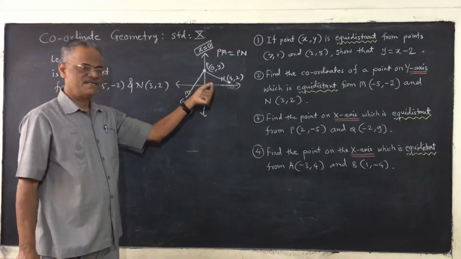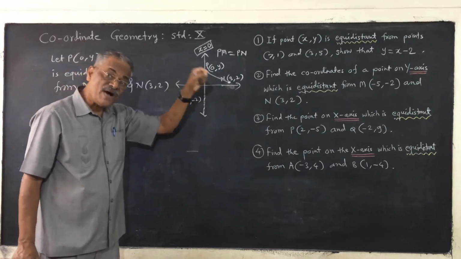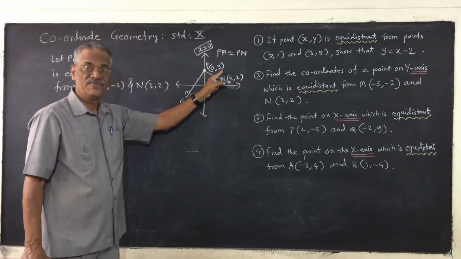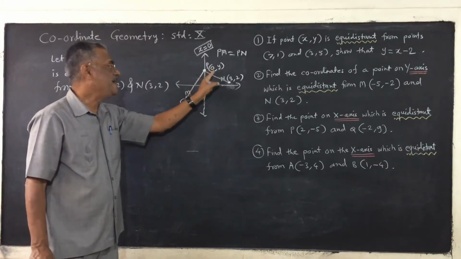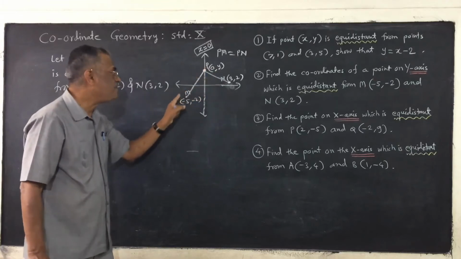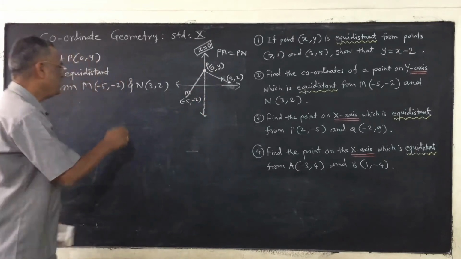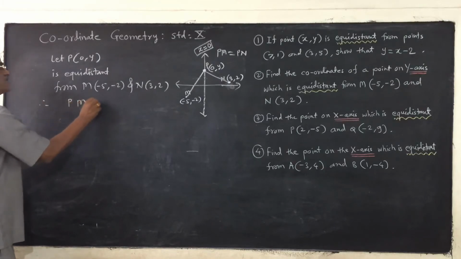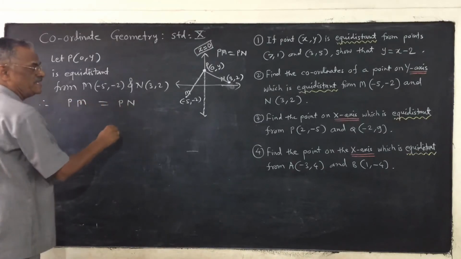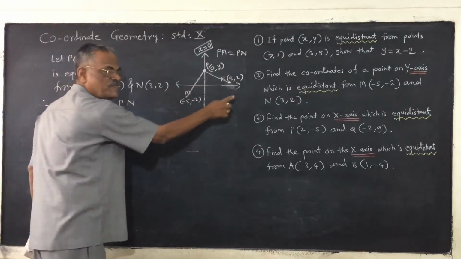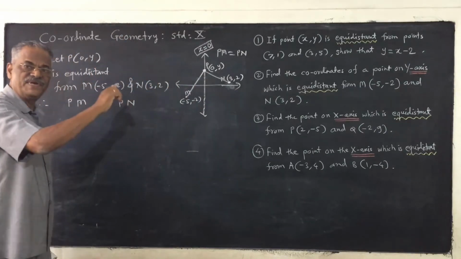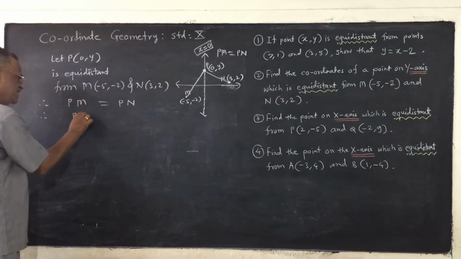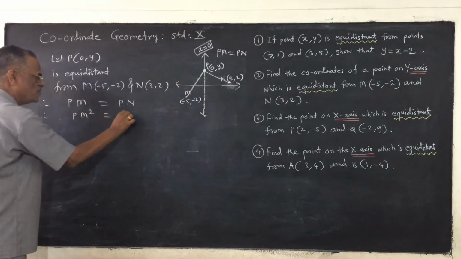Is that clear? P is on the y-axis, so the coordinates are 0, y. We don't know y, but the x coordinate is 0, and PM and PN are equal, and this is given in the example. Therefore you can start like this: PM is equal to PN, and the same distance formula. By using the distance formula, take the square of both sides.